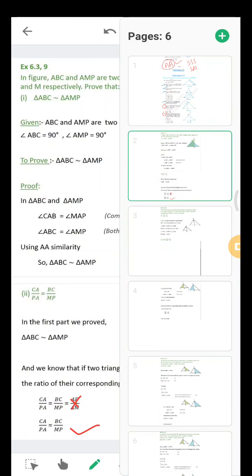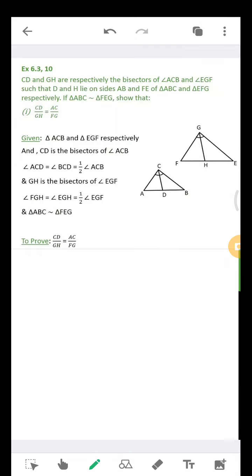Now let's go to the next question. In this question also we have 2 to 3 bits. First let's see the question. CD and GH are respectively the bisectors of ACB and EGF. So CD and GH, you can see these are bisectors of ACB and EGF, these two angles.